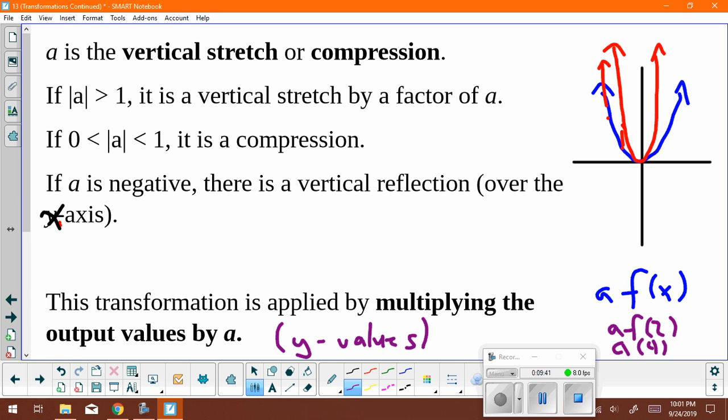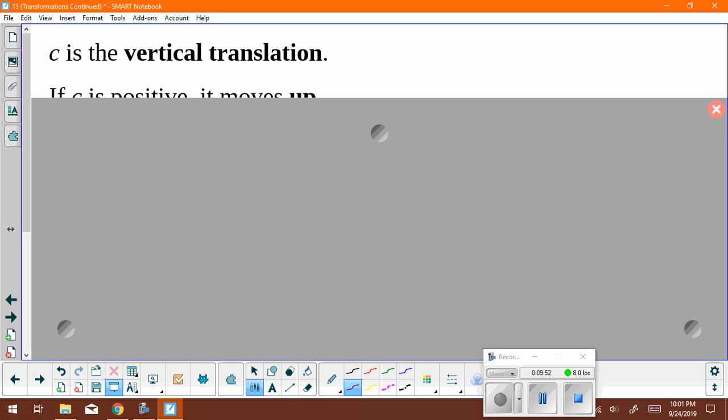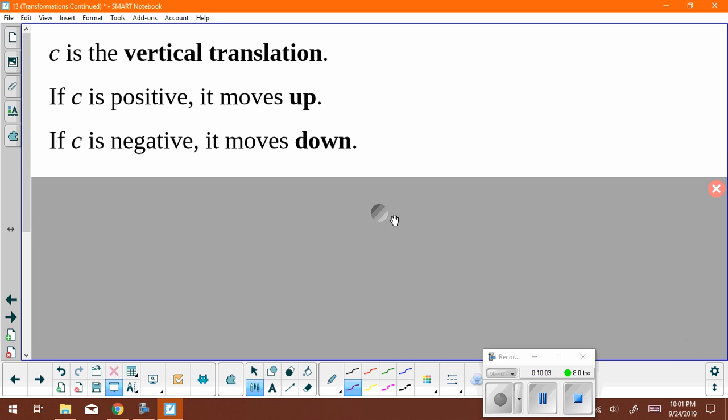All right, here comes the next blurb. We're going to jump over to C and stick with the vertical stuff for now. So C is the vertical translation. If the value of C is positive, we know it's going to go up, and if c is negative, it's going to move down.